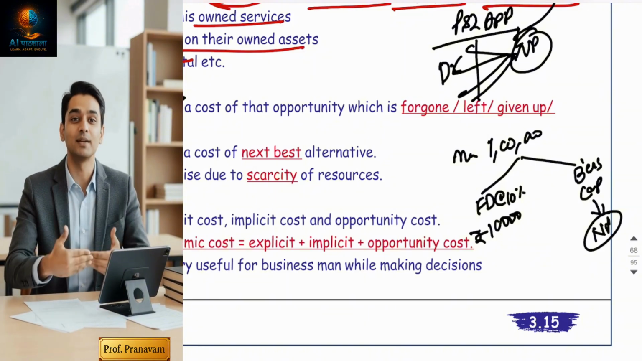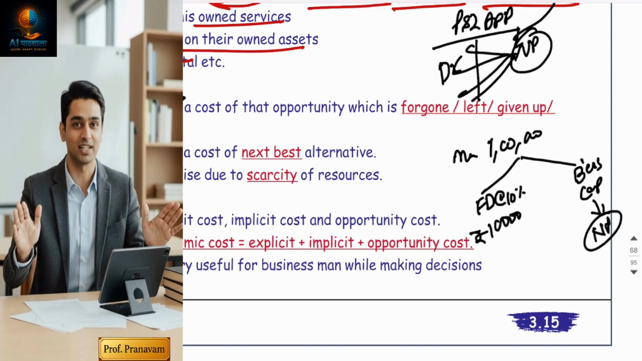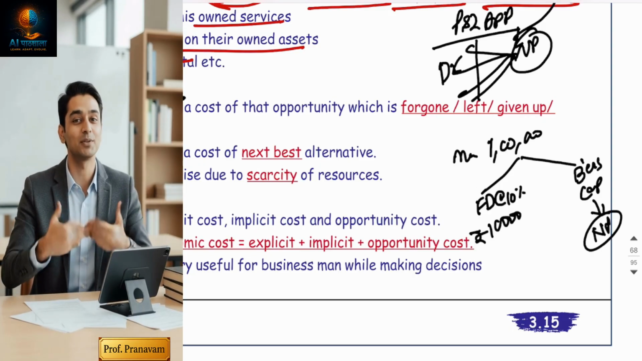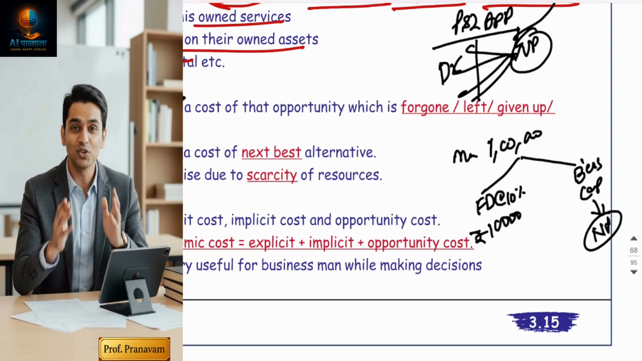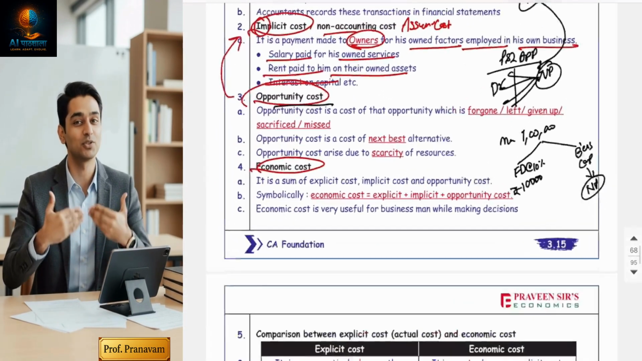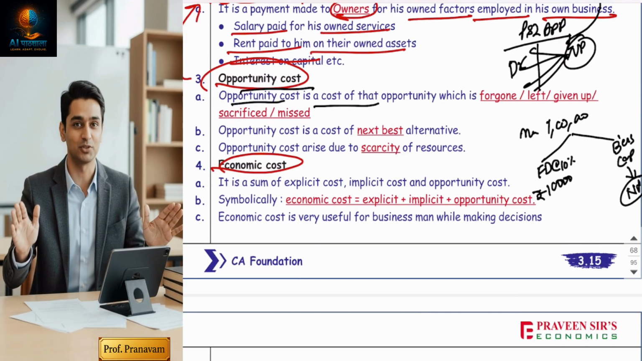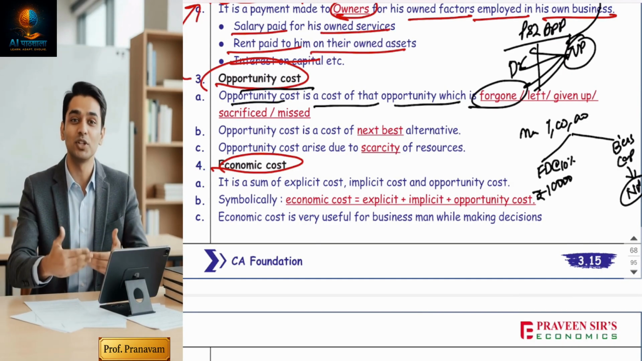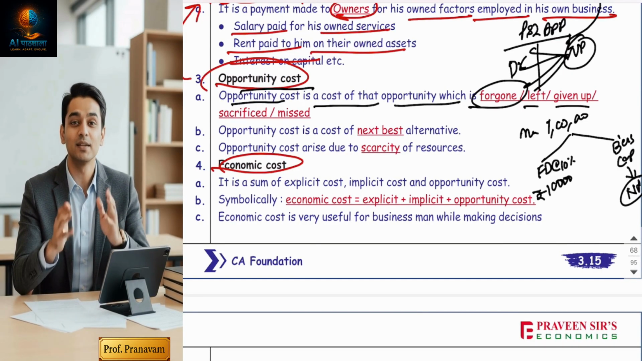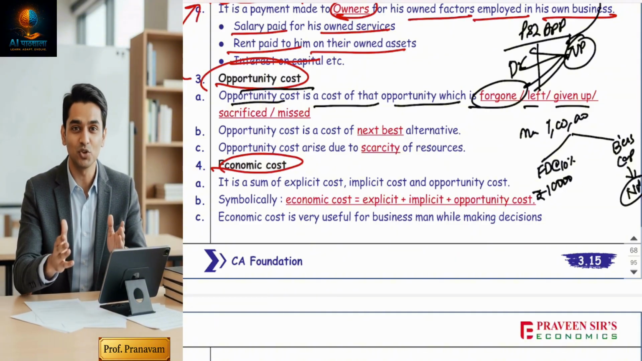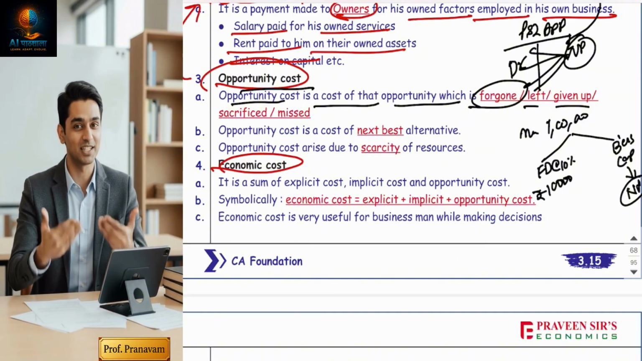Now, what is opportunity cost? The opportunity which you forego, which you give up, which you leave, which you miss out is called opportunity cost for you. See the definition: opportunity cost is the cost of that opportunity which you forego, which you left, which you give up. The opportunity which you grab does not become opportunity cost. That becomes your actual profit.